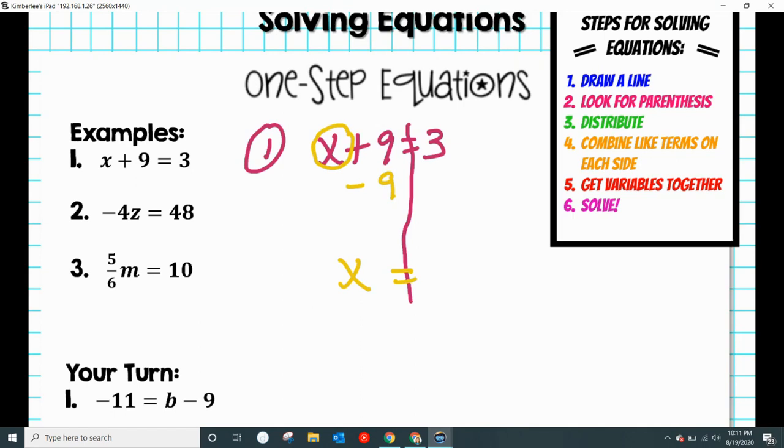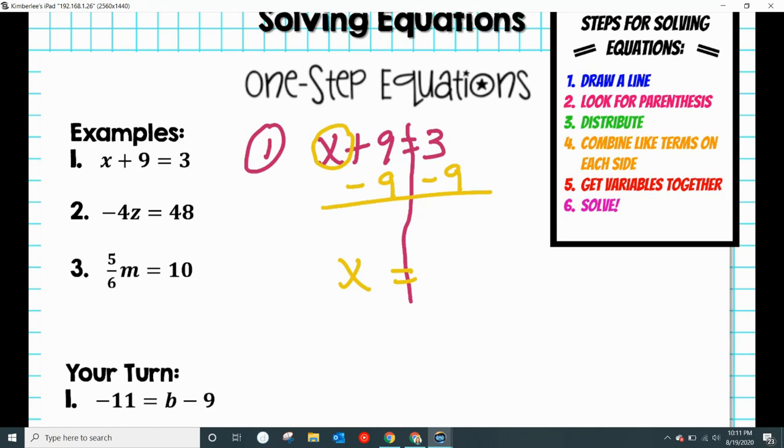Now, whatever you do on one side, you must do it to the other side. That is the golden rule of solving equations. Whatever you do to one side, you must do it to the other side. So subtract 9 on the other side. Then I like to draw a big line because we're going to be adding and subtracting things in columns here, just like we were when we were simplifying expressions.